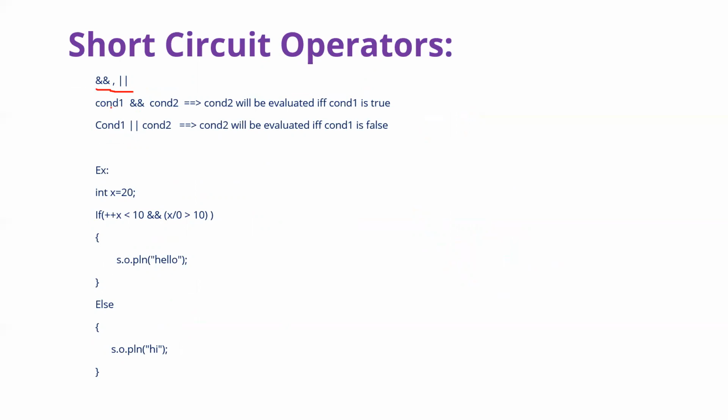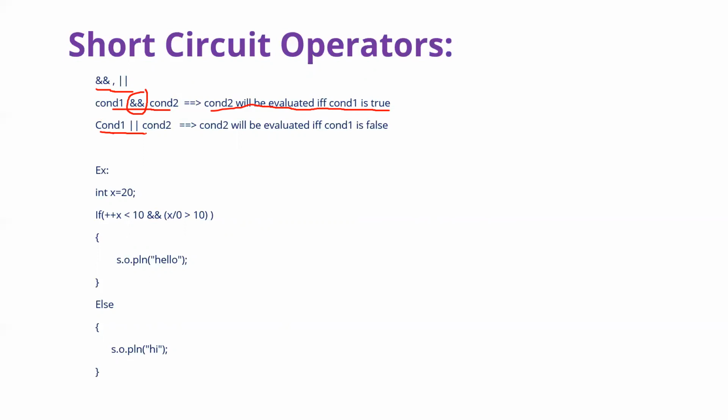Observe, whenever you are performing the short circuit operators on two predicates, condition 1 and condition 2, here I am applying AND, right? AND will result in true only if both are true, otherwise false, right? If condition 1 is false, then there is no need to check condition 2. Condition 2 will be evaluated if and only if condition 1 is true. If condition 1 is false, condition 2 will not be evaluated.